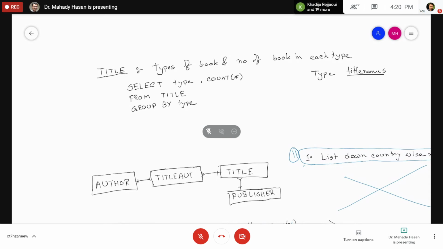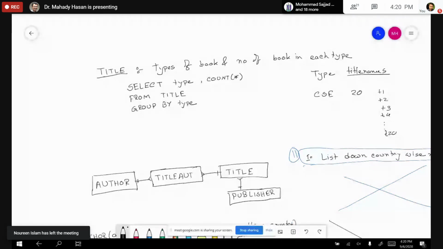Okay. Now, if I want you to show me the type and the title names of that type, what you will do? I want to see the type and title names of that type. How can you show me that result? So select type, comma, title name. Let's say we have a type called CAC type. There are 20 books and the titles should be T1, T2, T3, T4, right? In this way up to T20, right? Yes, sir. This is what I want to see. So how can you show me that?